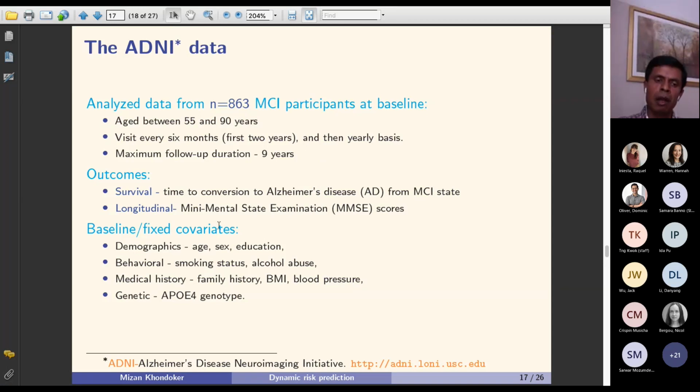And I have also considered some baseline covariates as well: demographics, some of the behavioral data, smoking status, alcohol abuse, medical history, as well as APOE genotype as a fixed biomarker.